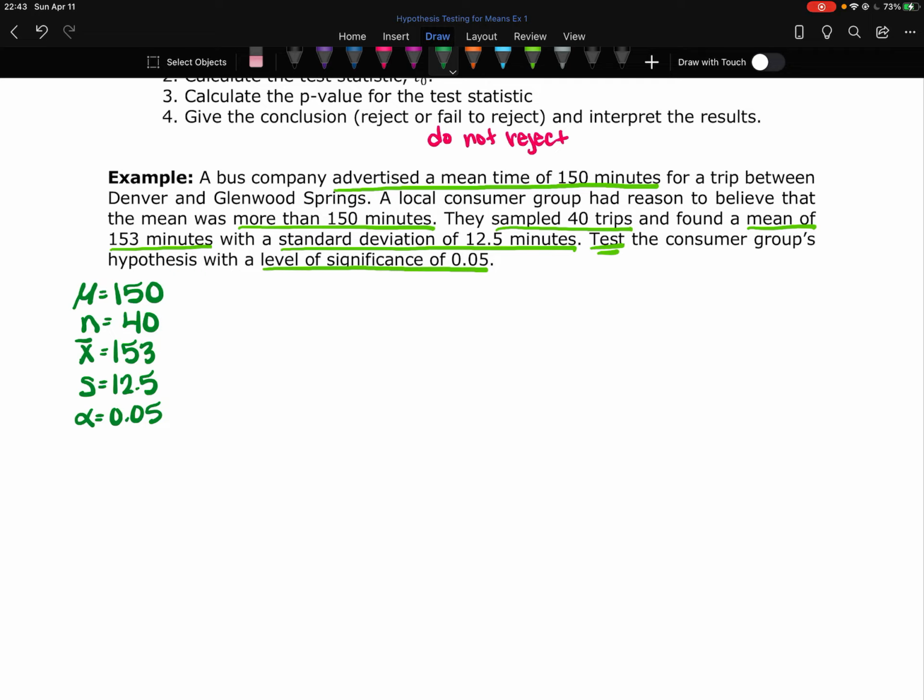And again, mu is typically going to be either prior knowledge, something that's being claimed, historical information. Those are all sorts of things that you would find as mu. So we're going to start now by writing out our null and our alternative hypotheses.